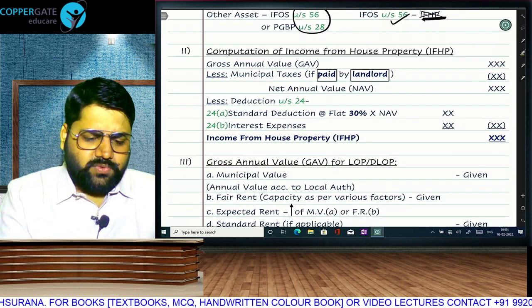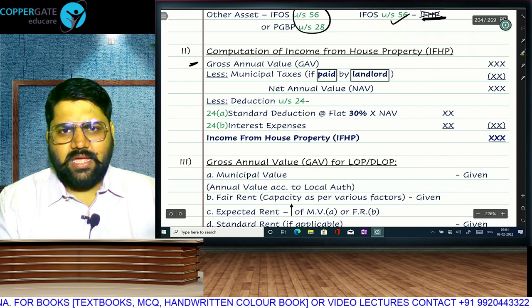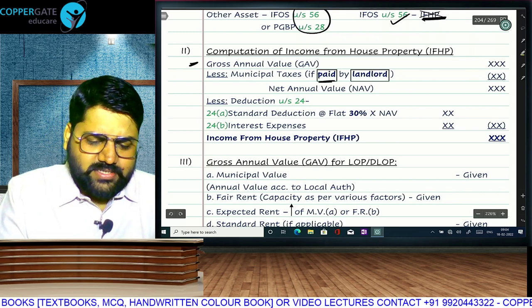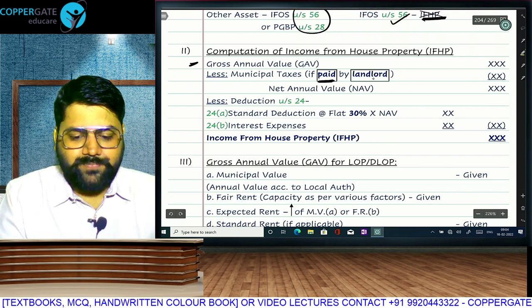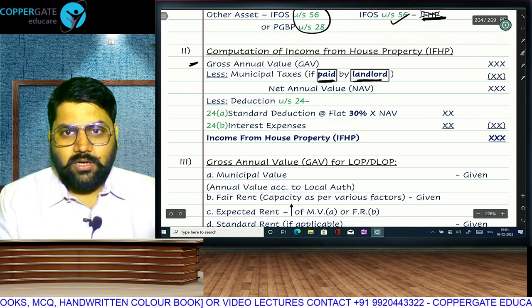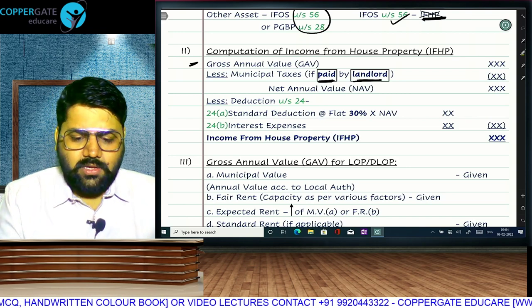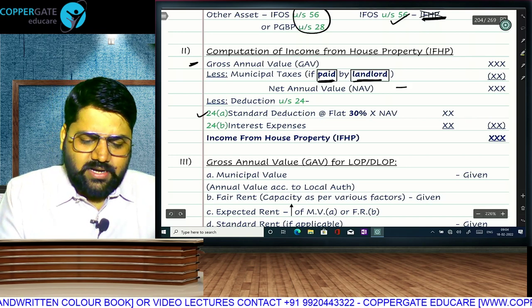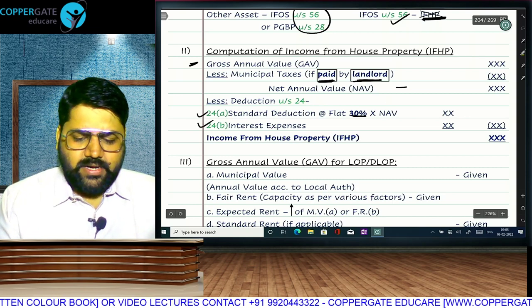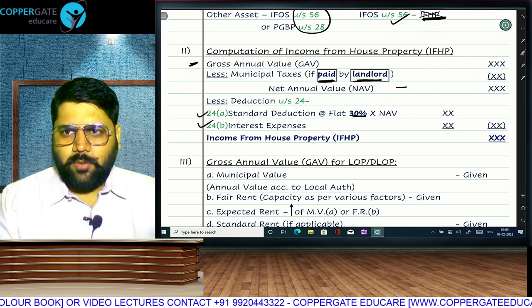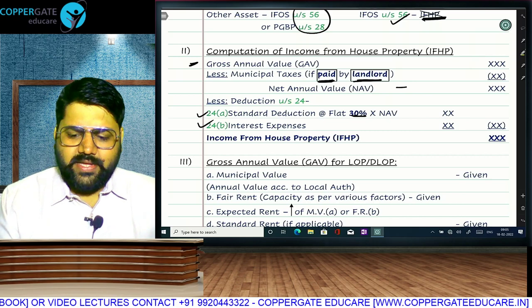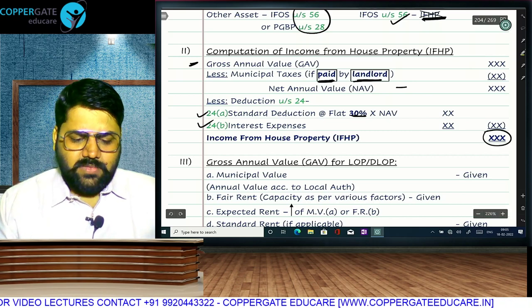How will income be computed? Biggest calculation, GAV, maximum time is consumed in this. Then the municipal taxes deduction you will get only if paid. Unpaid not allowed. Paid by tenant not allowed. Only if paid by the landlord. Paid by the landlord. You get NAV, from which you get a standard deduction at 30% of NAV. You get a deduction of interest expense if the property was acquired out of borrowed capital. And that's it. You will get your income from house property.